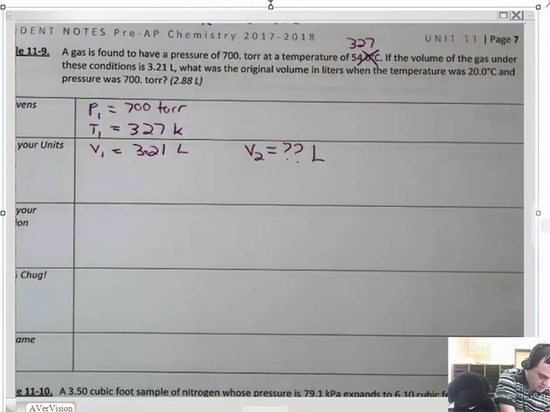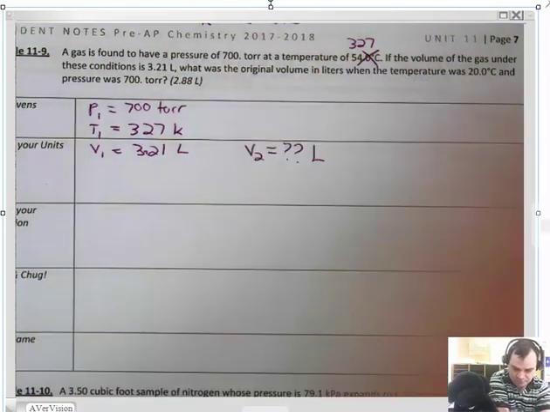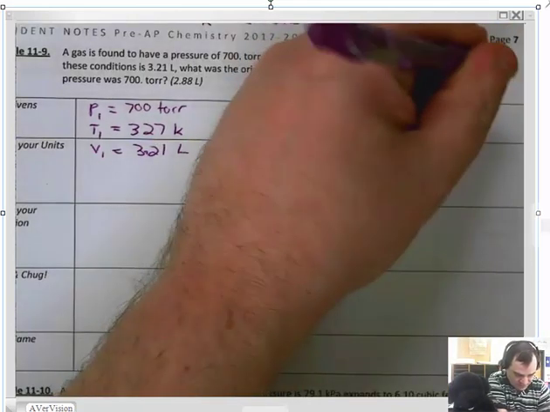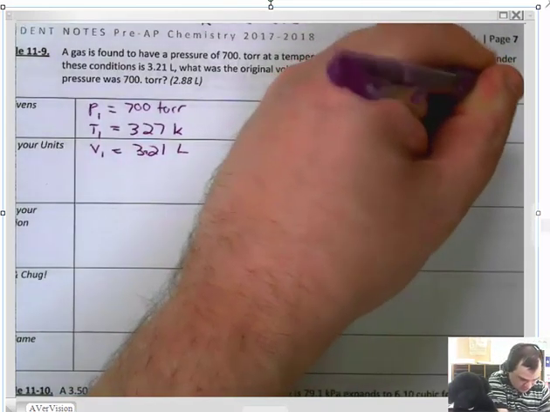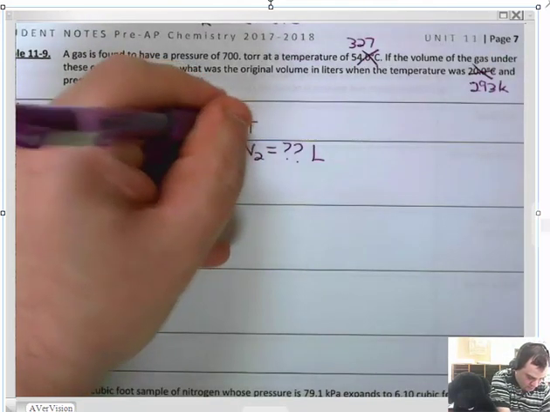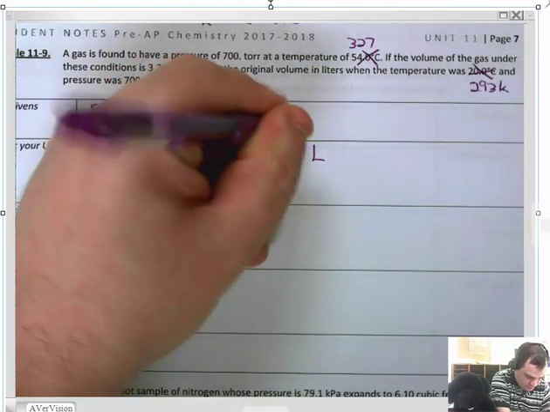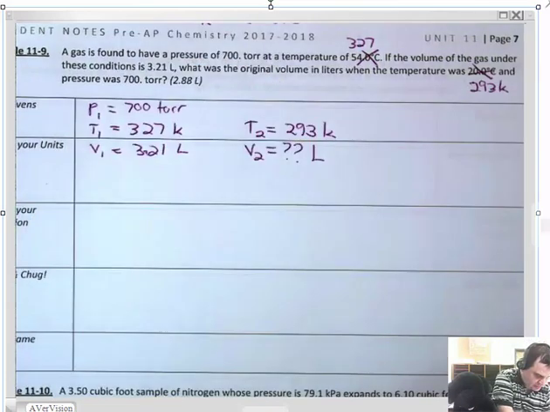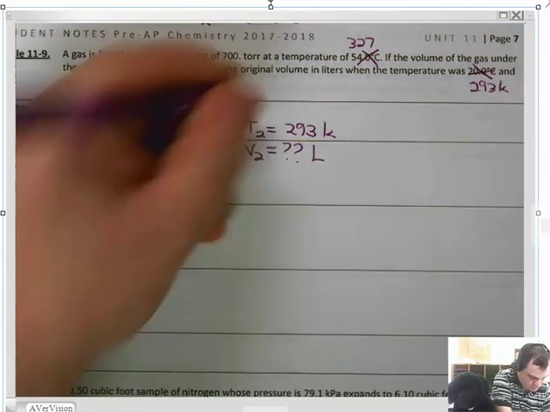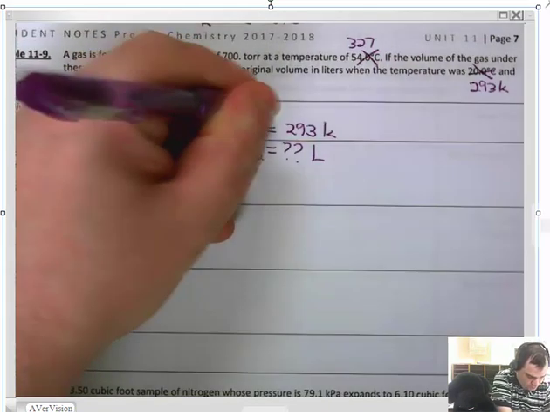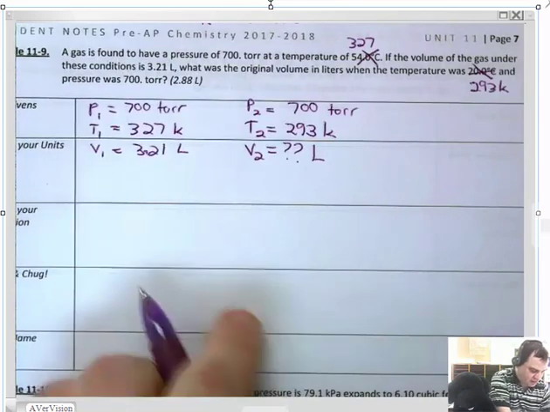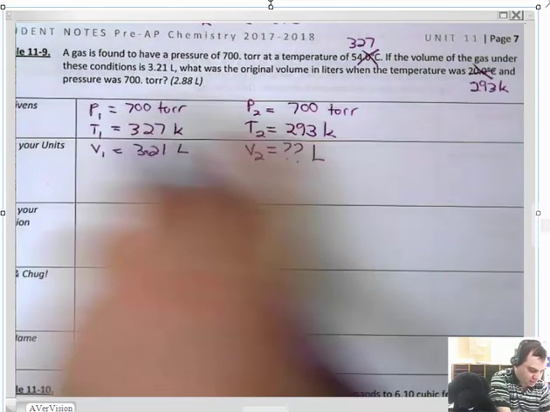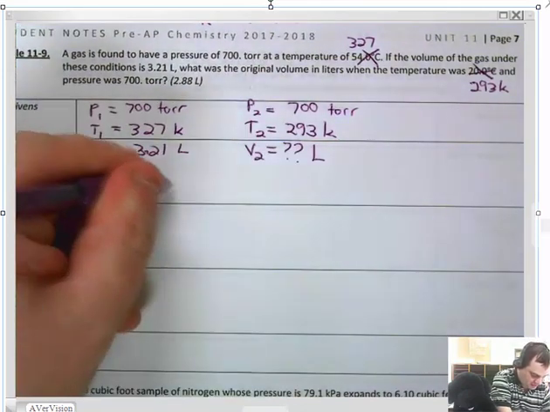When the temperature was 20 degrees, you're right, we cannot use Celsius. We're going to use 293 Kelvin. And the pressure was 700 torr. Check the units, make sure it's torr, Kelvin, Kelvin, liters, liters. So we are okay on units.